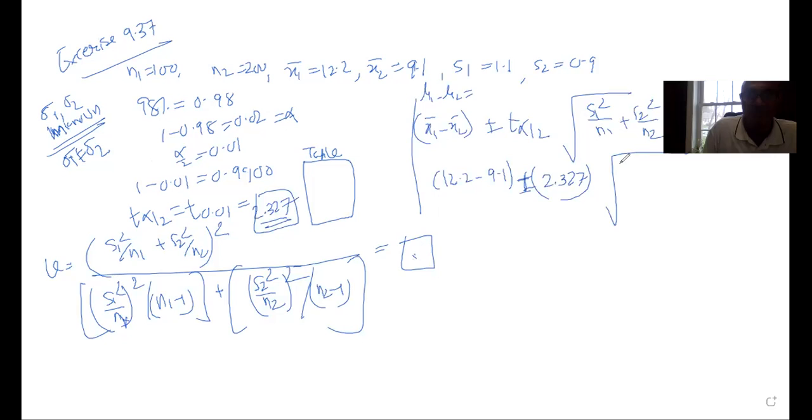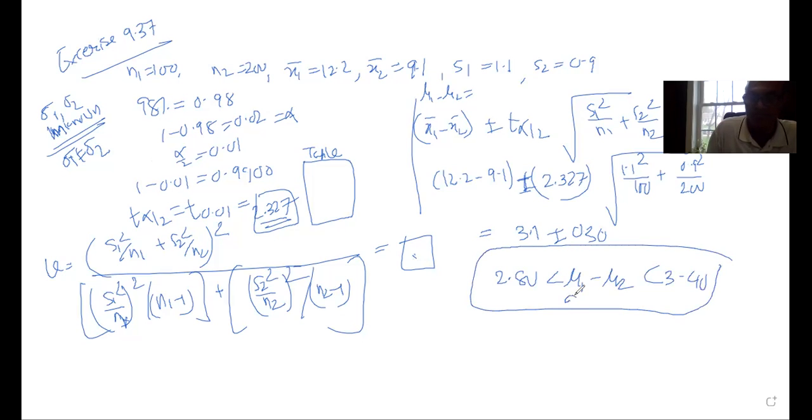S1 is 1.1, so 1.1 square, and N1 is 100. And S2 is 0.9 square, divided by 200. If you estimate this, we get 3.1 plus or minus 0.30. That means if you take the minus sign, you get 2.80 less than nu1 minus nu2, less than 3.40. So this is your 98% confidence interval, you can write it like this, right, guys?